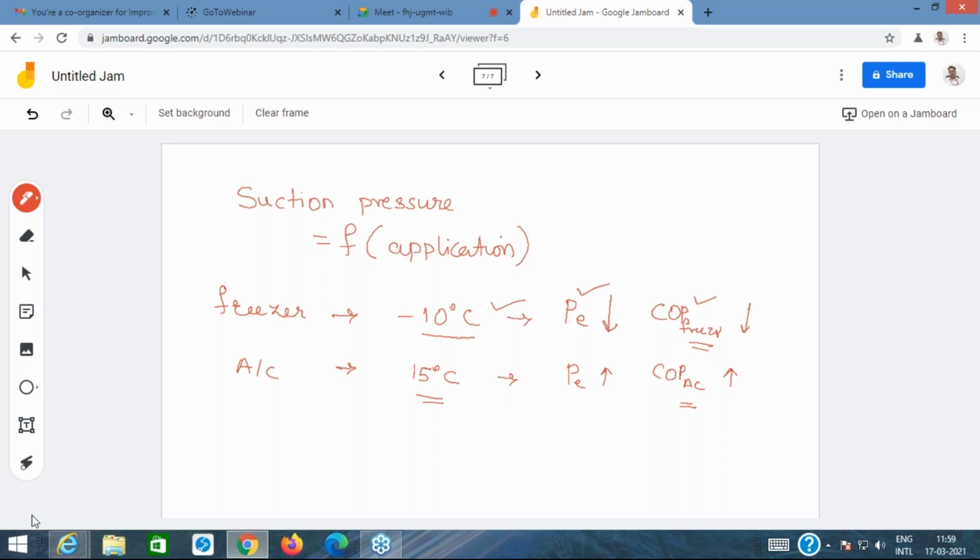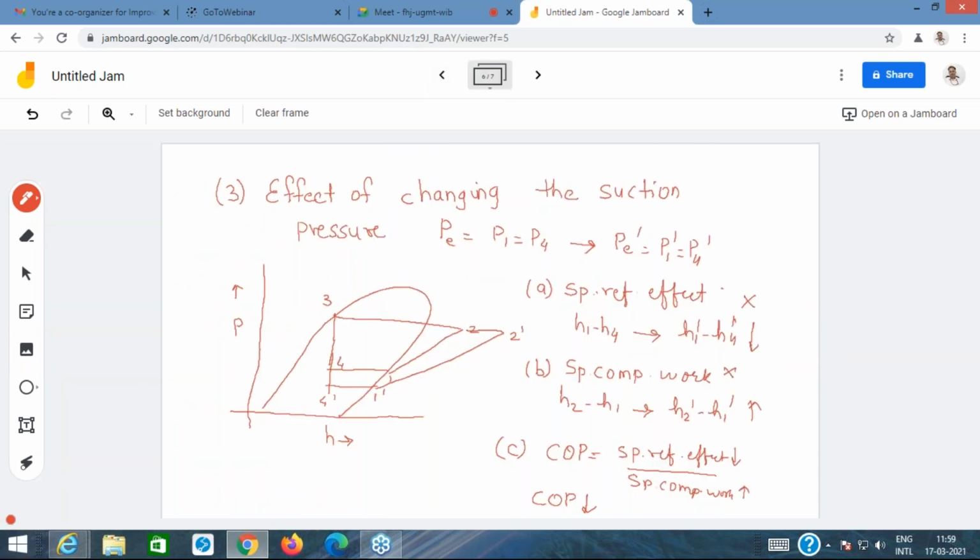So what is the effect of reducing suction pressure on the performance? The effect is that it would reduce the specific refrigerating effect. It would increase the mass flow rate of the refrigerant per ton, which is not desirable. It would increase the compressor work, and it would reduce the coefficient of performance.